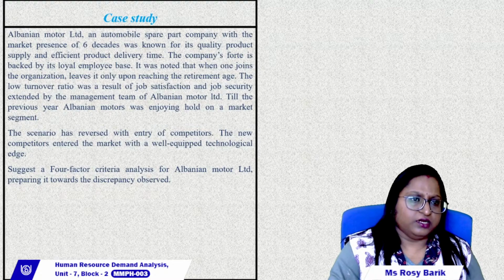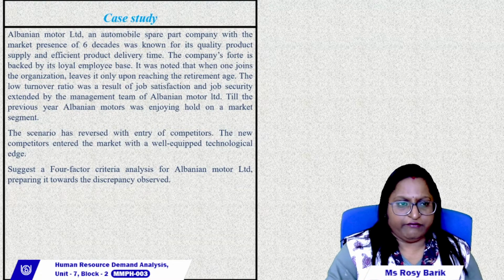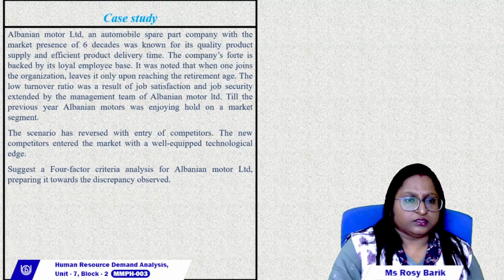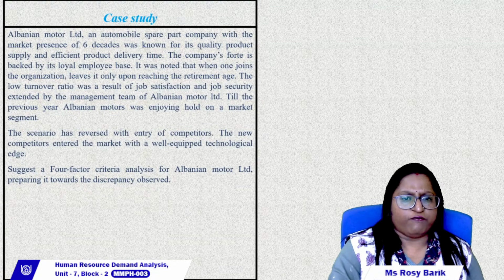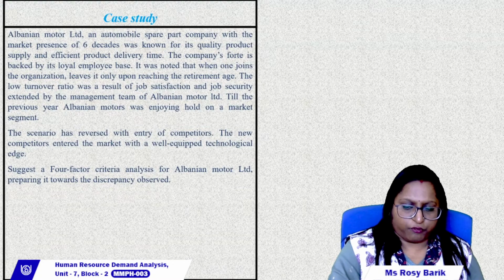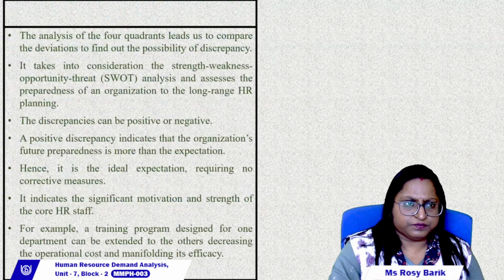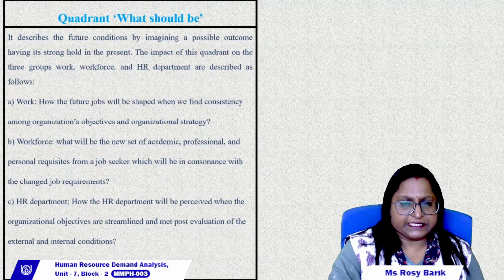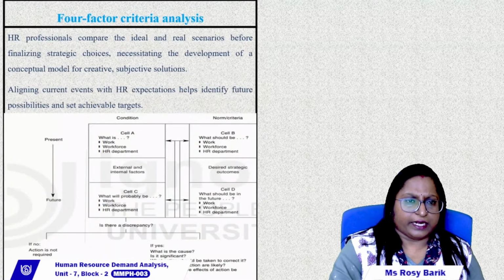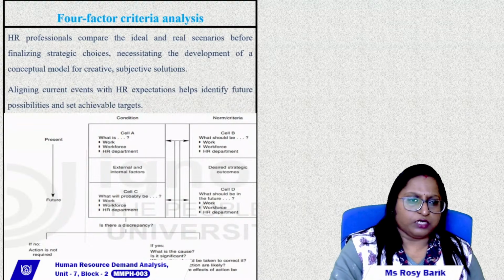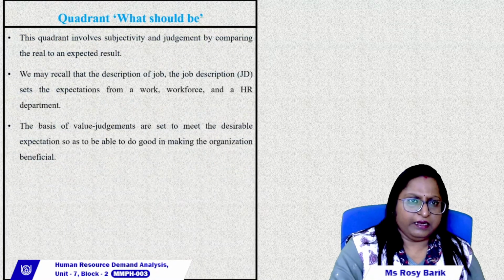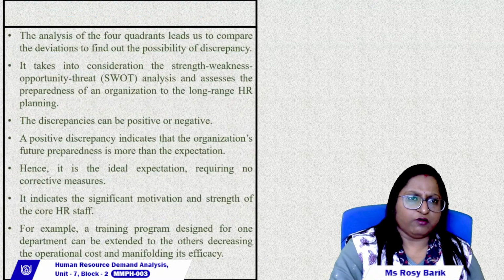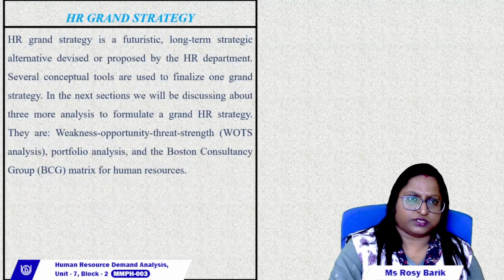This is a question for all of you students: the four-factor criteria of Albanian Motor Limited, preparing it towards the discrepancies observed. The four-factor criteria are cell A, cell B, cell C, cell D. What is? What should be? What is probably to be? And what should be? Through this, we can find out the perfect solution to this case study.